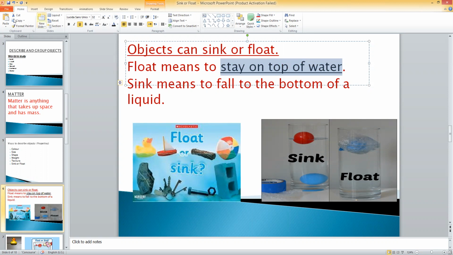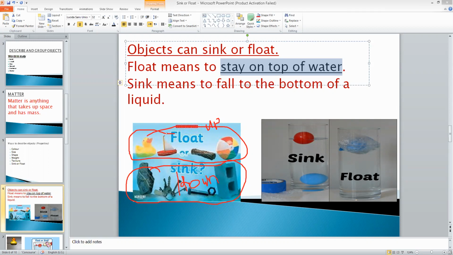Now look at this. Can you see this? They are on top of the water, not down. But look at this, the rock, the key, the block, they fall to the bottom of the water. Can you see it? This is up, and this is down.